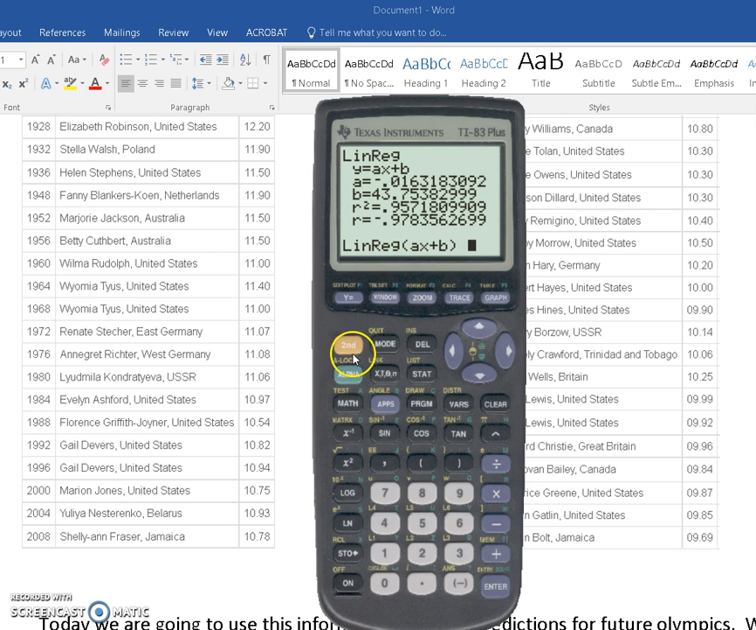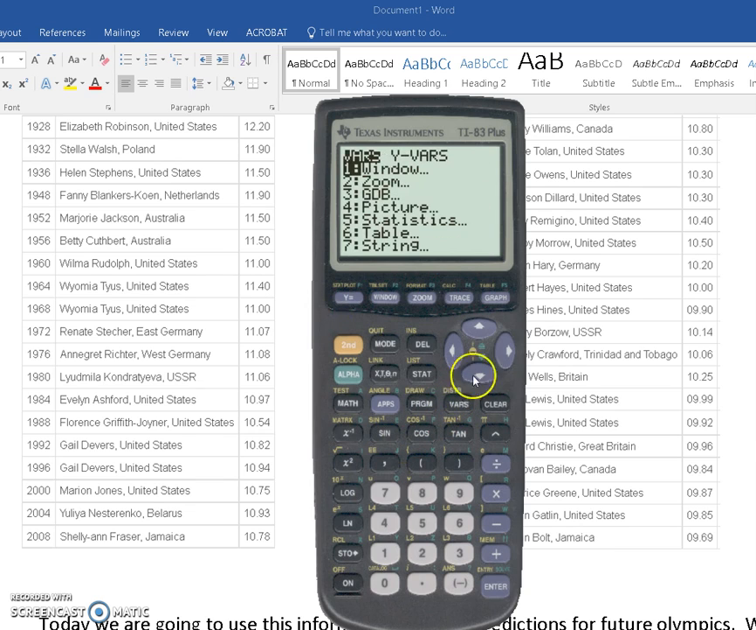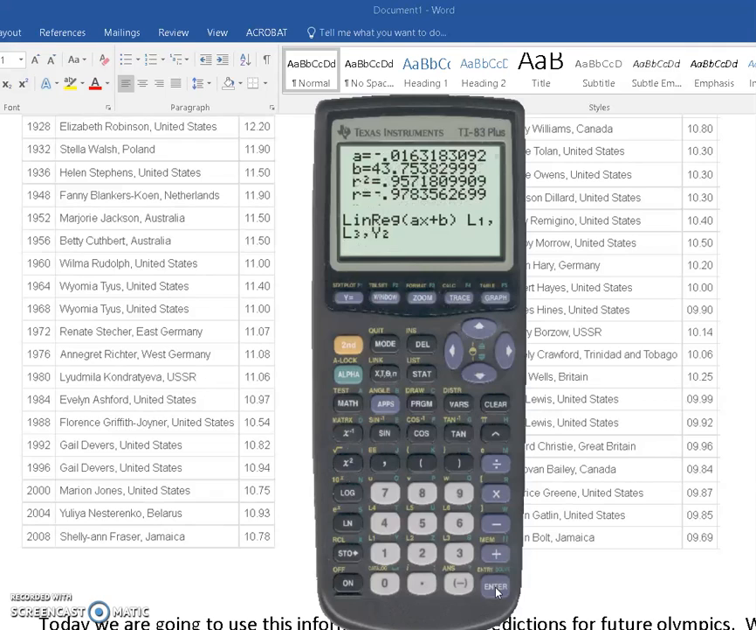Only this time, my X values are going to come from list 1, but my Y values are going to come from list 3, so I put a comma in there. I want to put it in a function automatically, so I go to vars, move over to Y vars, and choose the function, except instead of y sub 1 this time, I want y sub 2. I press enter, and you can see my correlation coefficient for the guys. What I have in my calculator for the guys is really strong.